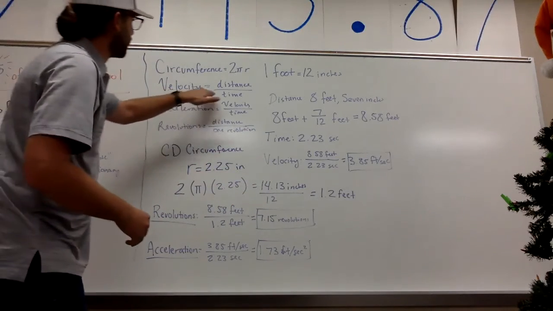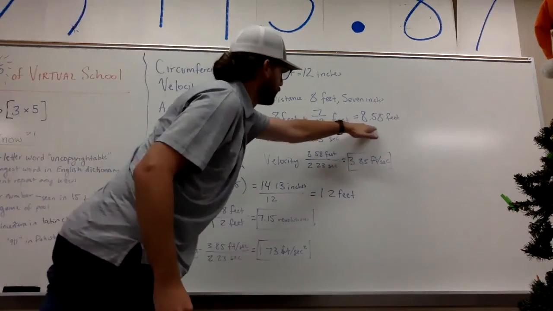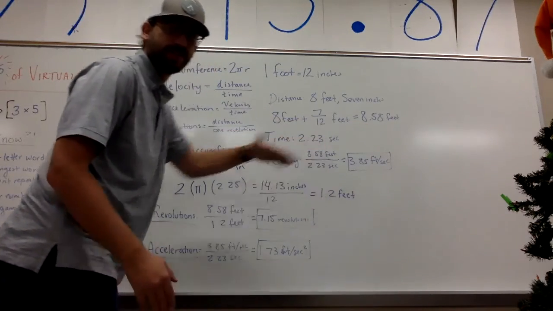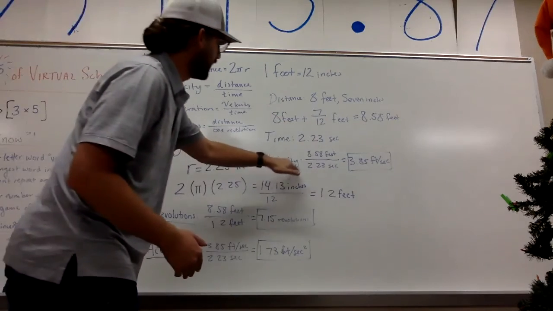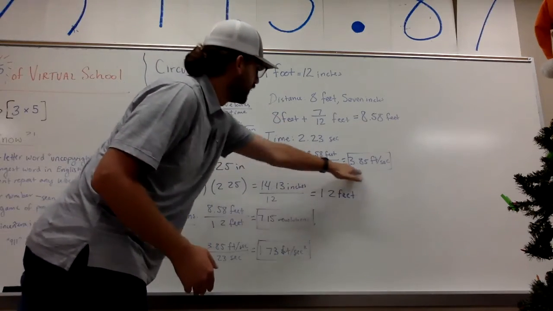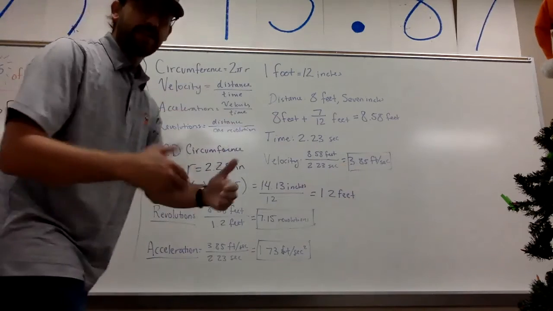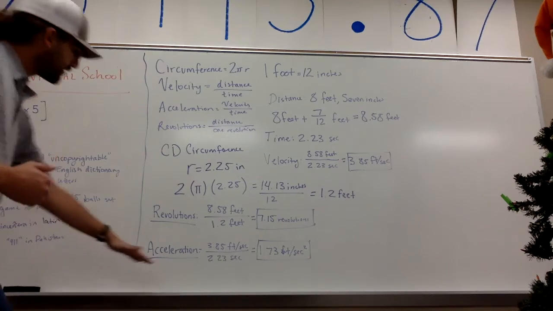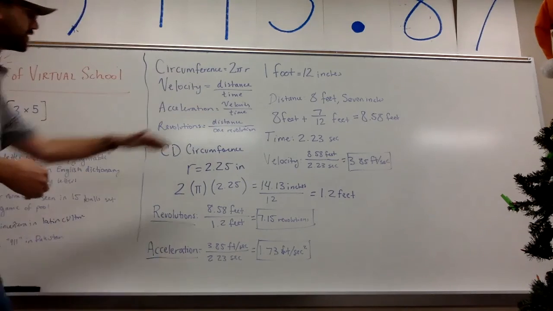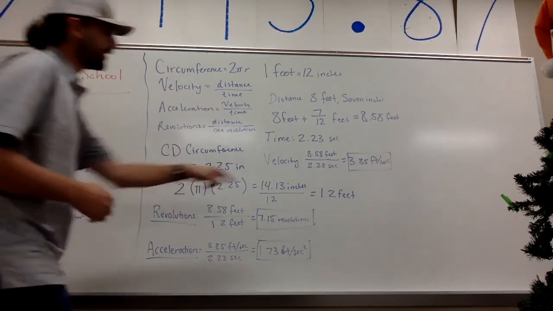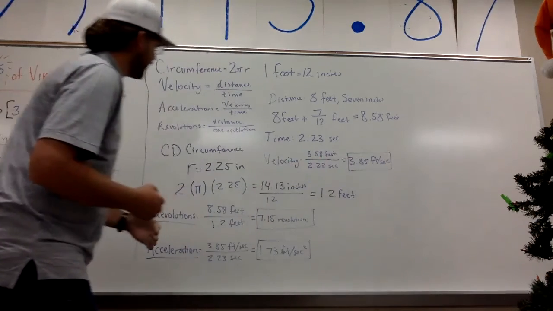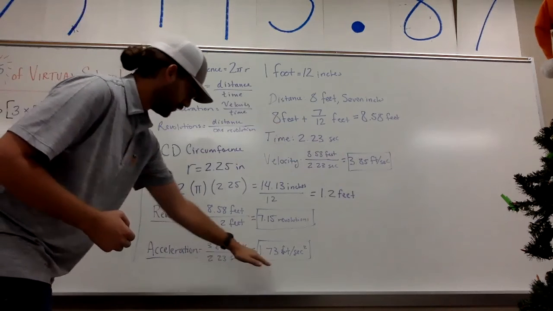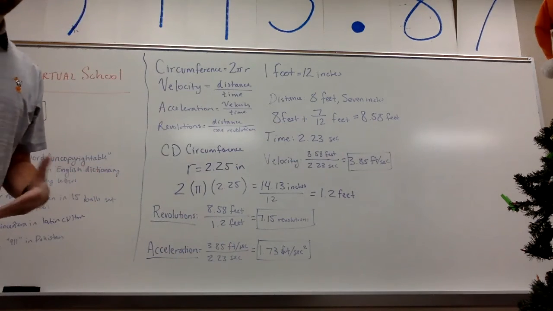We were able to find our velocity, which is distance, 8.58, divided by time, which was given to us by our measurement of 2.23 seconds. 8.58 divided by 2.23 is 3.85 feet per second. That's how fast the car was traveling. And lastly, we find our acceleration, which is velocity divided by time. Our velocity, 3.85 feet per second, divided by time, 2.23 seconds, gives us 1.73 feet per second squared.